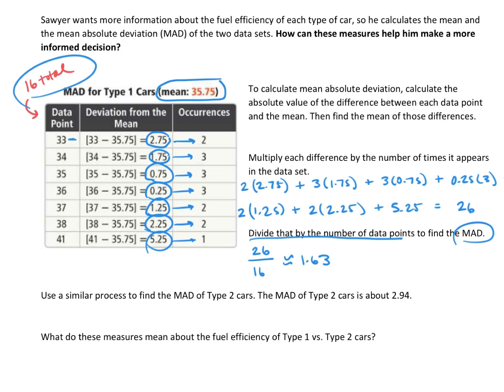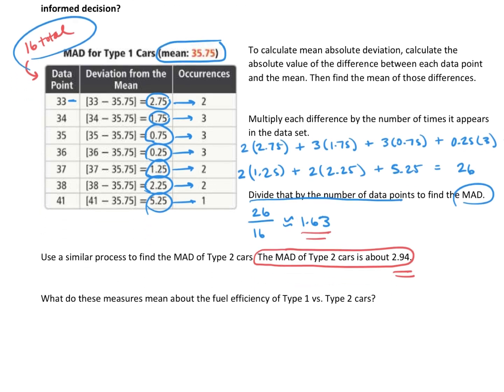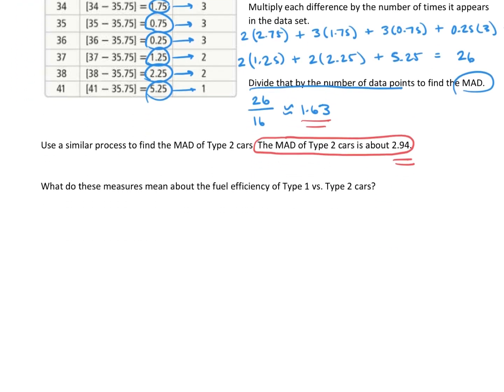Okay, so use a similar process to find the mean absolute deviation of type 2 cars. Well, someone already did it for us. Here is that information. The mean absolute deviation of type 2 cars is about 2.94. So notice type 2 has a MAD, mean absolute deviation, of 2.94. Type 1 has a smaller one of 1.63. So what do these measures mean about the fuel efficiency of type 1 versus type 2 cars?